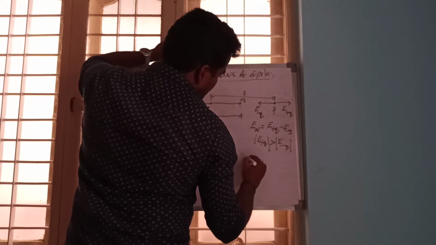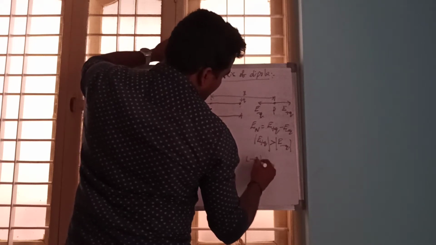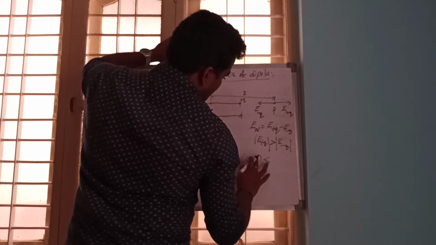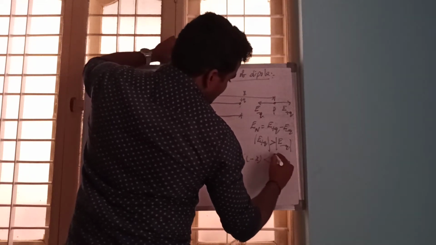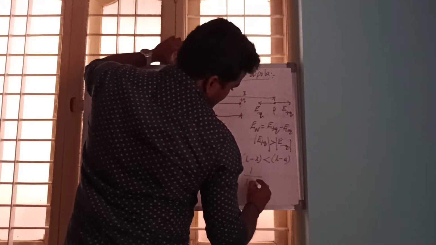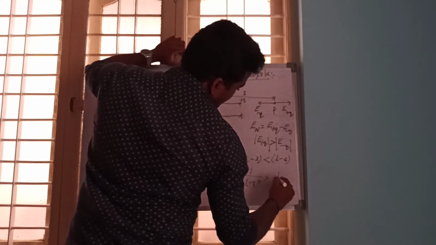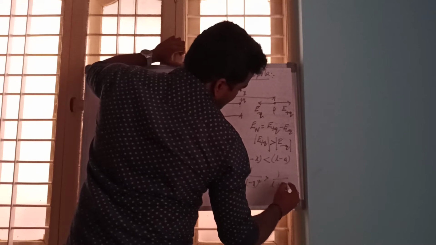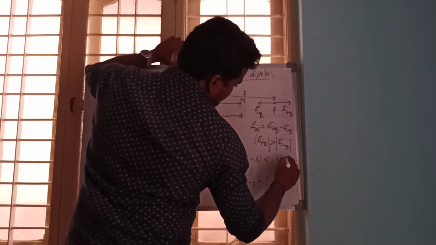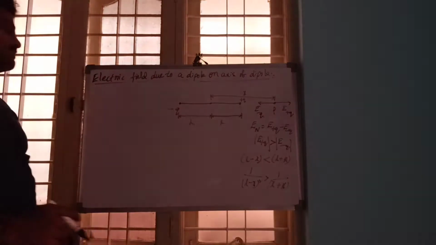where E plus q is greater than E minus q. Why? Because x minus L is less than x plus L, so 1 by (x minus L) whole square is greater than 1 by (x plus L) whole square. Clear?